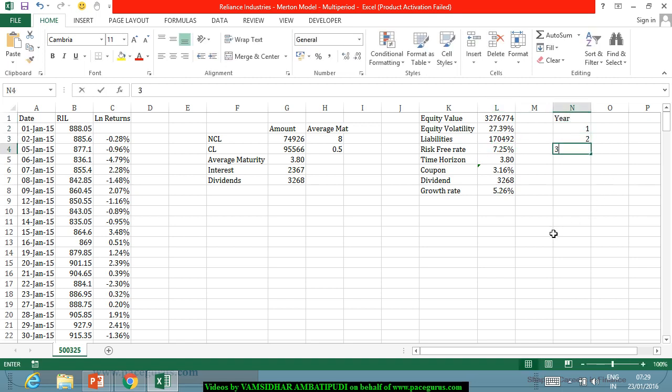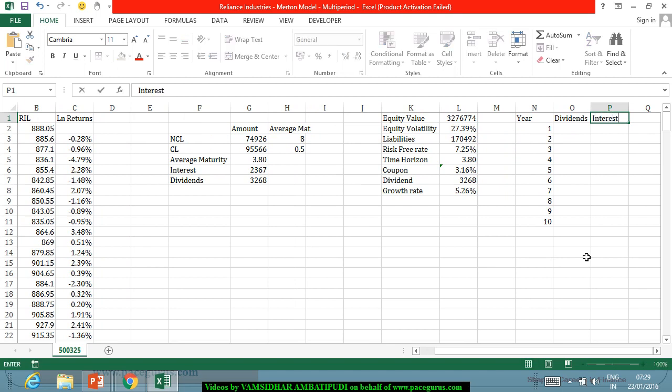Let's say year 1, 2, 3, 4, whatever the time period. Let's say I'm making a schedule for up to 10 years. And I have the dividends that are expected each of the years and the interest that is expected each of the years. So whatever dividend is going to come up, I want to accrue it to the 3.8 period. Right? So how can I do that? Let's say for the first year, I'm looking at the dividend.